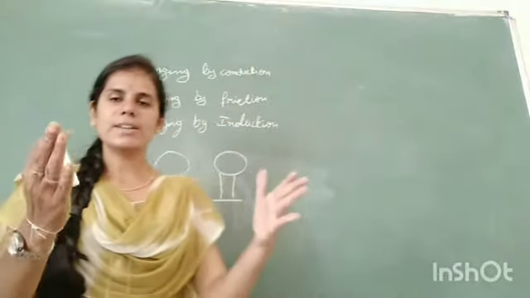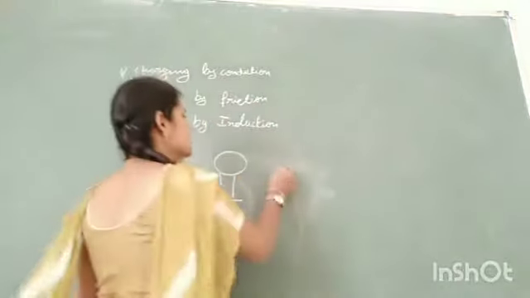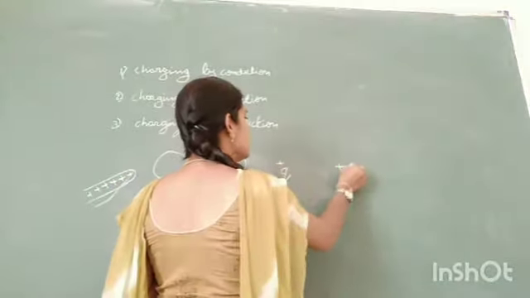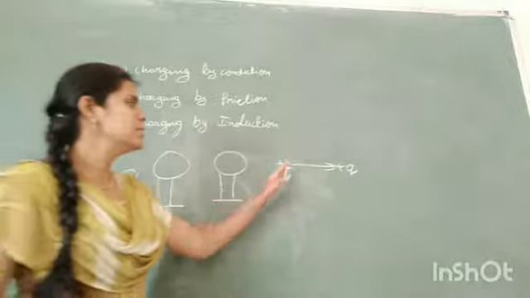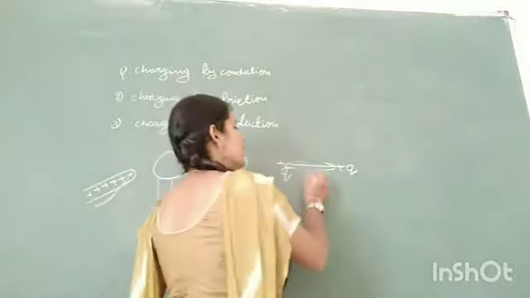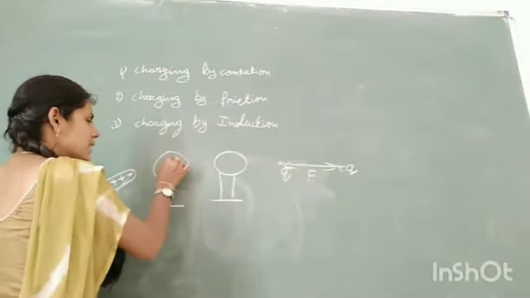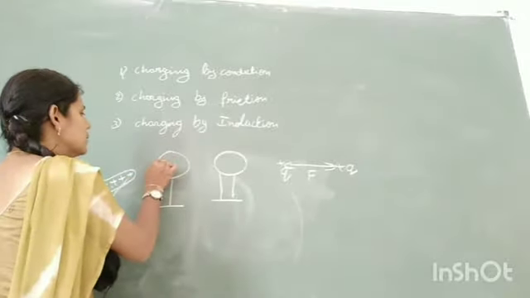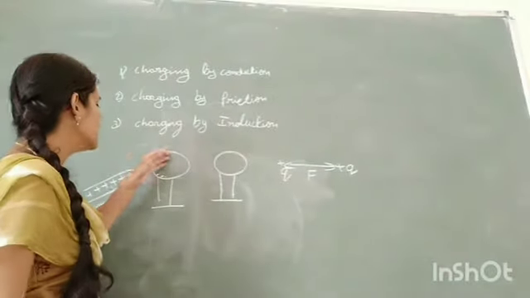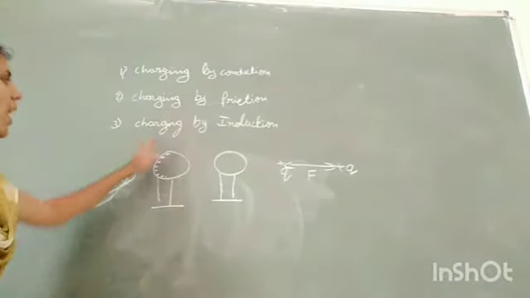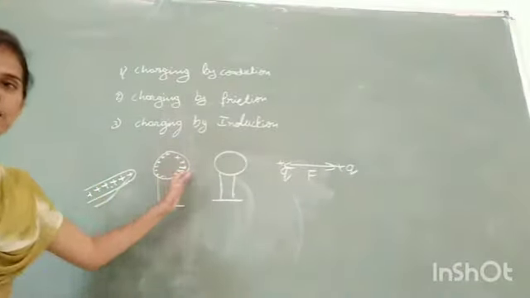Suppose I bring a charged body here, where some Q charge is present, near the uncharged body. What does it produce in between the two charges? Definitely it produces a force. Due to that electric force between the uncharged body and the charged body, the negative charges are attracted towards the charged body and positive charges are distributed on the other side of the uncharged body.